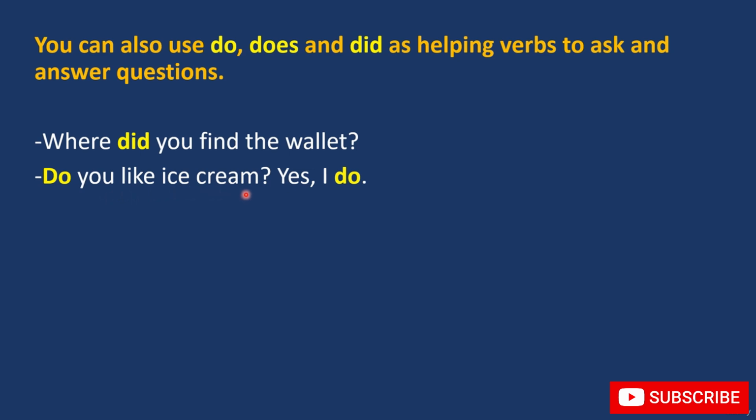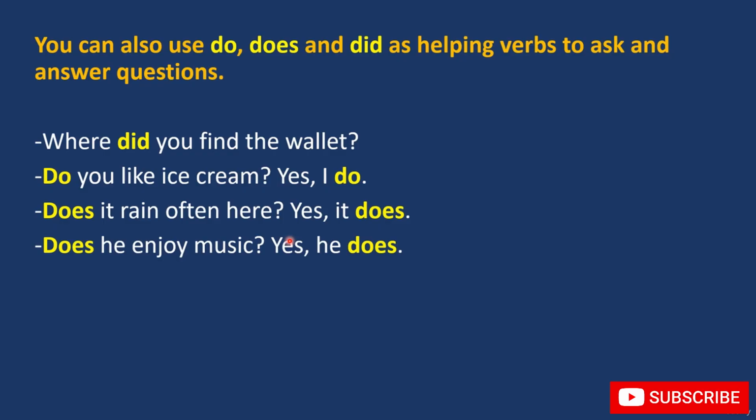Do you like ice cream? Yes, I do. Does it rain often here? Yes, it does. Does he enjoy music? Yes, he does. So again, did is in the past, do and does present, and we use does with he or she or it.